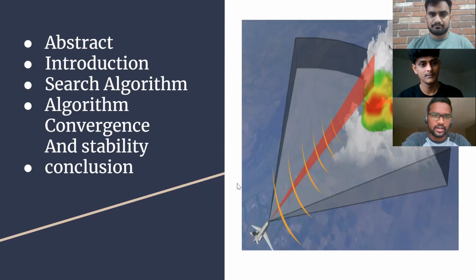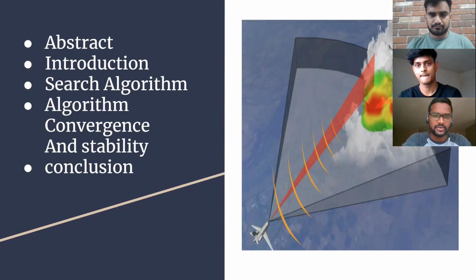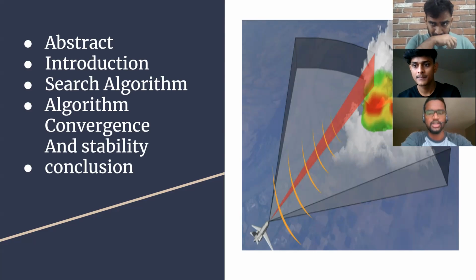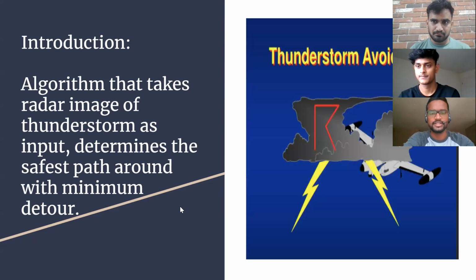So the search algorithm is the main algorithm to identify the best, shortest, and feasible path by taking the radar image, a 2D image. It will give the path with the lowest cost estimation. The aircraft pilots follow the path, so they fly with the lowest cost. In this paper they have explained this algorithm, what approaches they followed, and what they did in the algorithm. So let me go to the next slide.